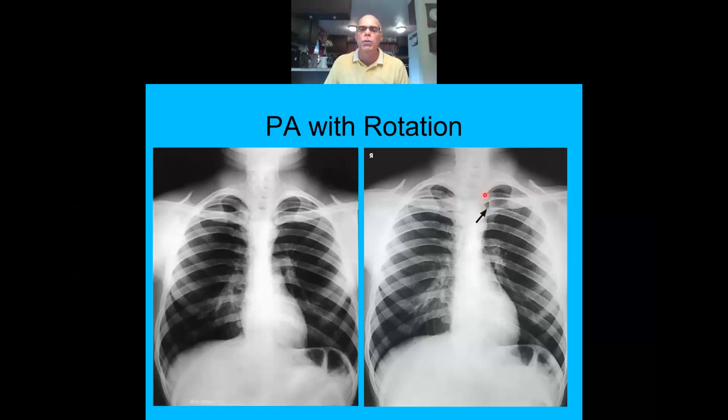This is not what you want. You want equal joint spaces. That's what they're talking about right there. Your PA with your evaluation of your equidistance of the SC joints, open SC joints. You should not have the clavicular end overlapping the spine.